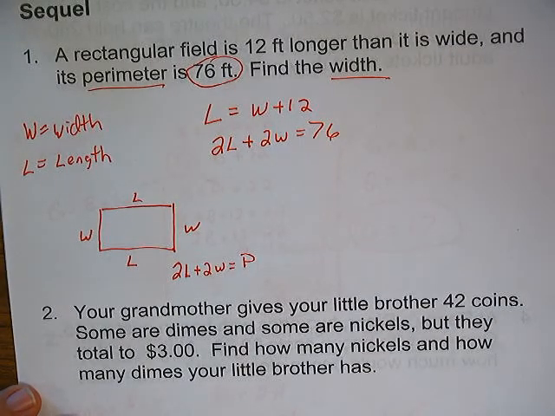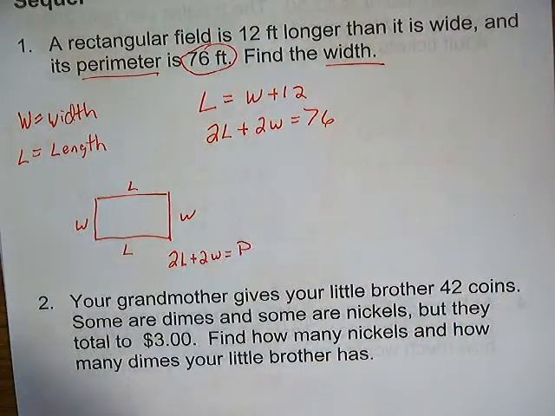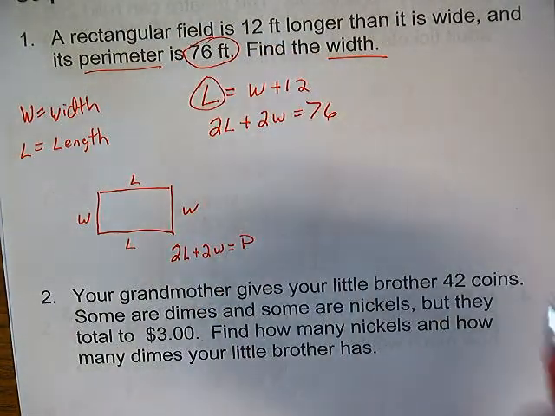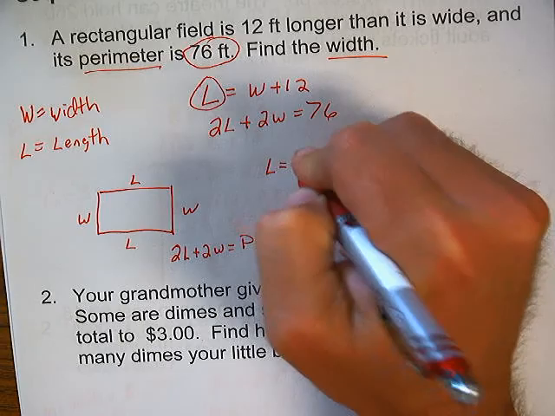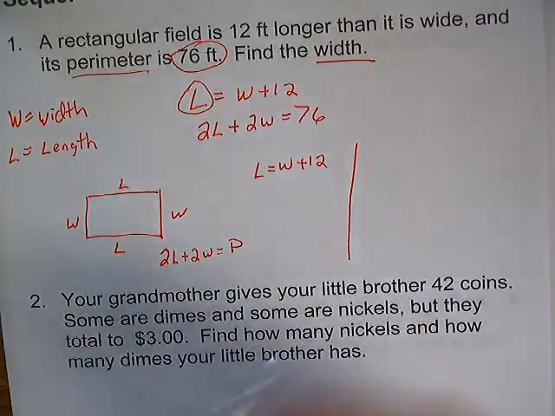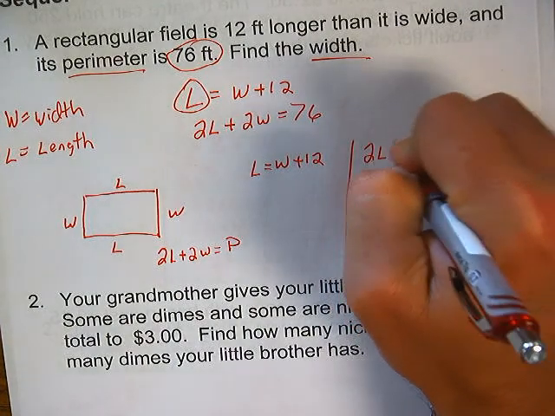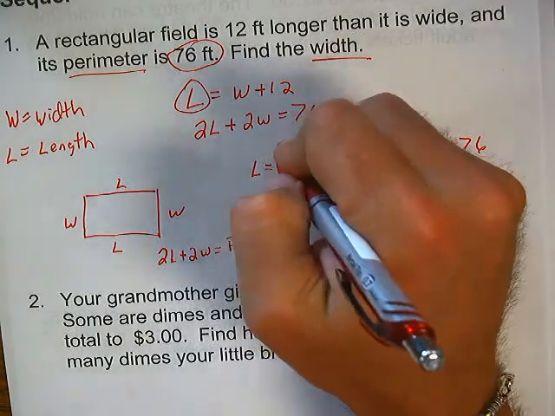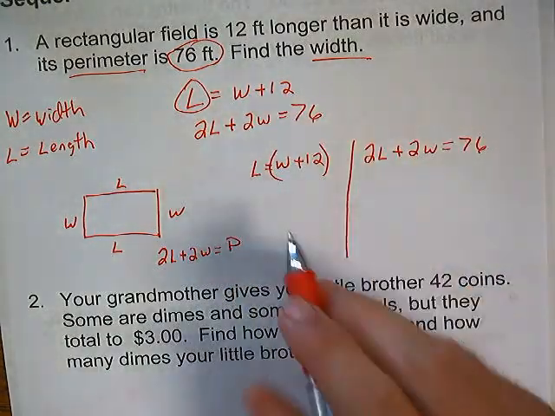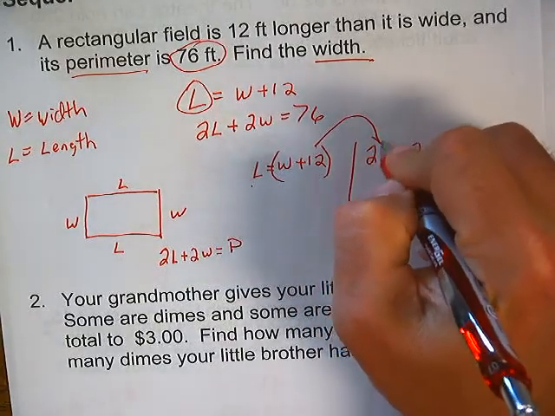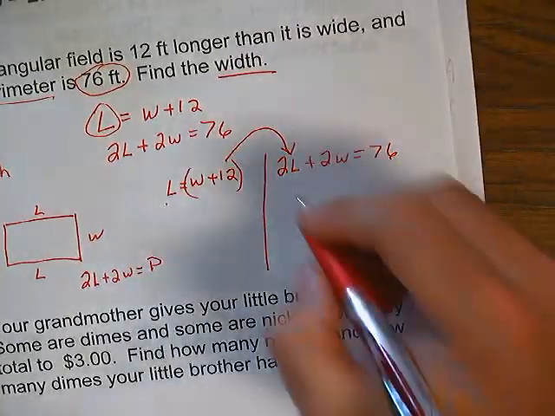Now we have our 2 equations. Determine whether it's set up for substitution or elimination. It's solved for a single variable here, so I'm going to use substitution. Step 1, solve for that variable. It's already done. Step 2, take the other equation, and we're going to substitute this W plus 12 in for L. Everything else stays exactly the same.